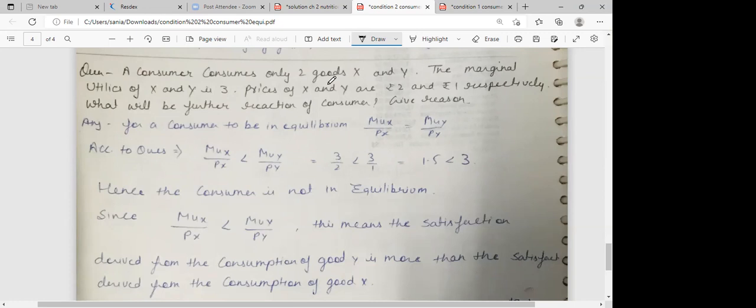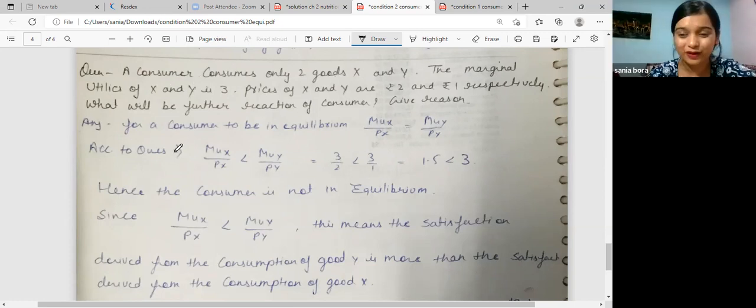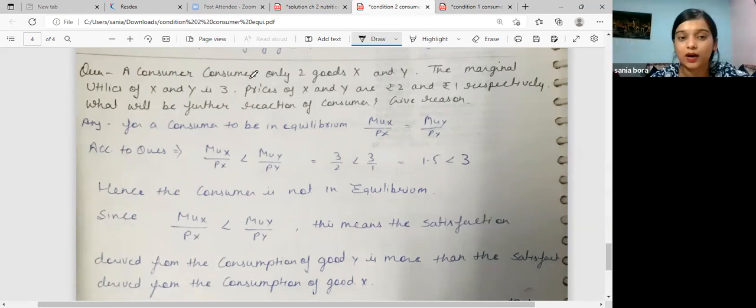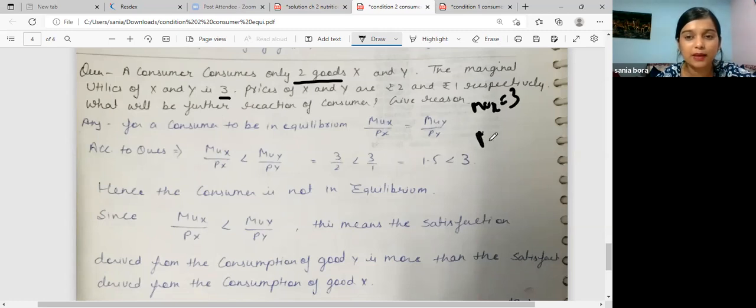So yeah, okay, let's quickly move to the questions. The question is: a consumer in equilibrium consumes only two goods. So it's written over here, two goods, which means this is not a single commodity case, this is a two commodity case. Then the marginal utility of X and Y is 3, so MUX is 3 and MUY is also 3. Now the prices of X and Y are rupees 2 and 1, so PX is 2 and PY is 1.